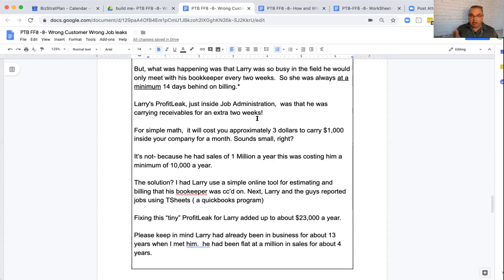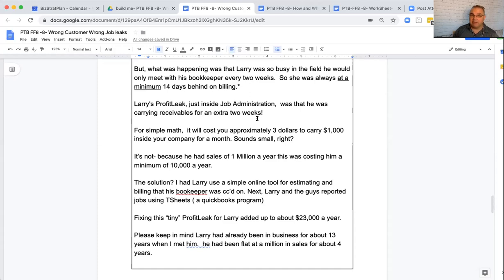Larry and I put a simple tool in place for estimating that was linked to the bookkeeping. So he wasn't using the tools he already had, which was QuickBooks. So we got T-Sheets put in there, which is a QuickBooks program. And fixing that tiny profit leak actually added up to 23 grand a year.